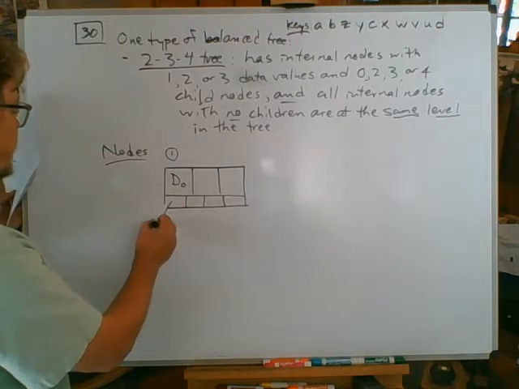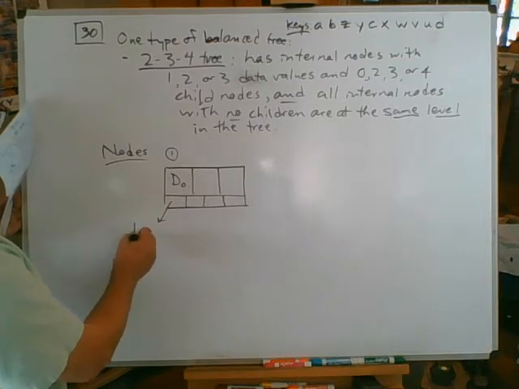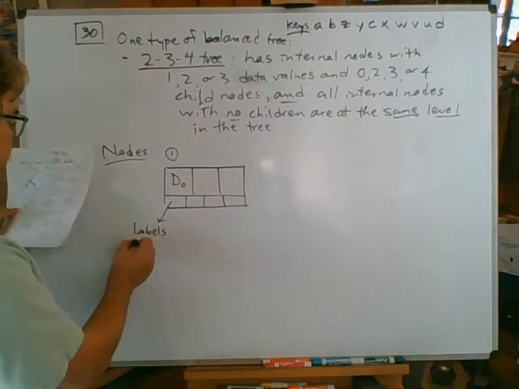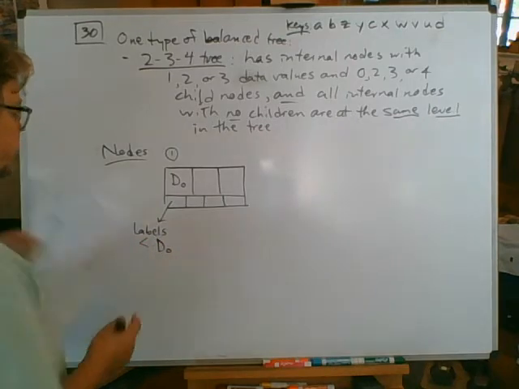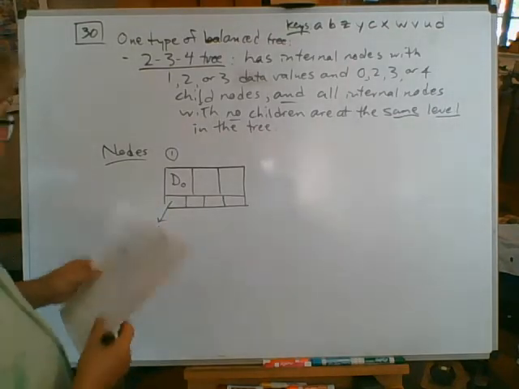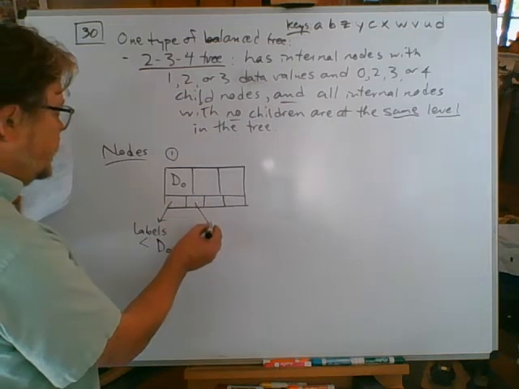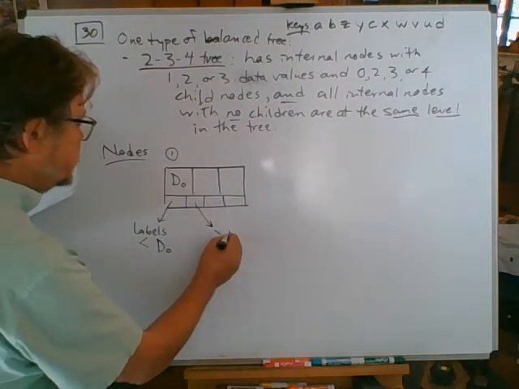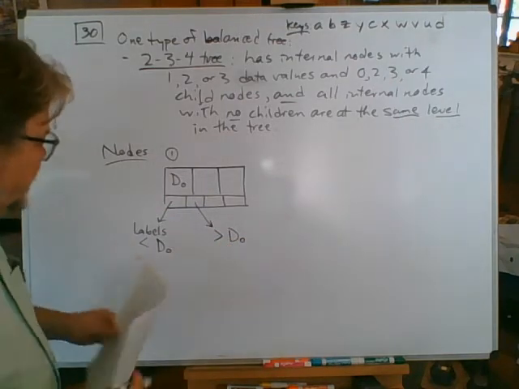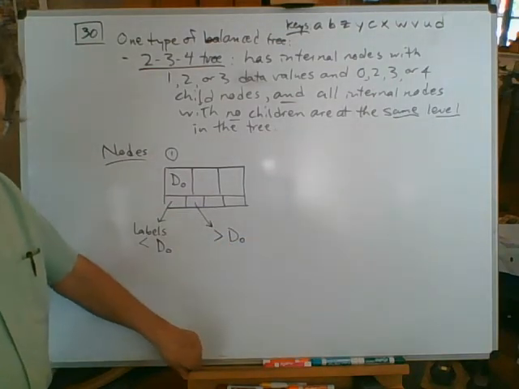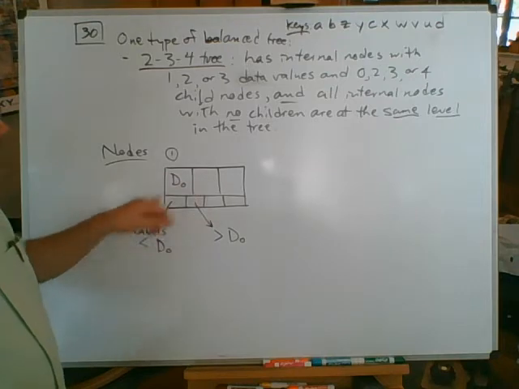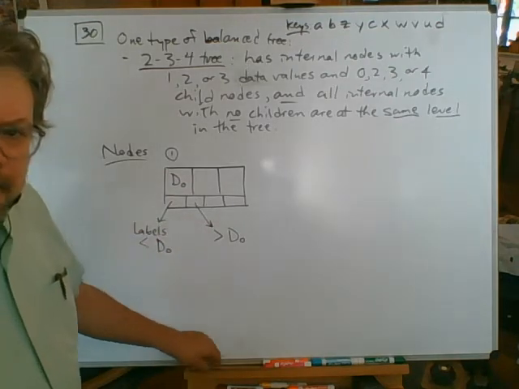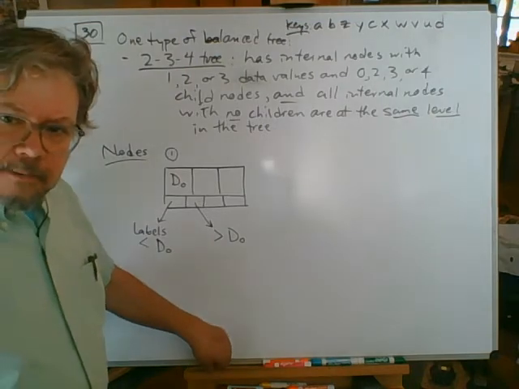And to the left over here, we would have all the nodes with labels, in other words, data values, less than D0. What do we have in the second pointer? Second child pointer will be all the labels that are greater than D0. Now, if you can pierce through the weirdo look of the node and the notation and everything, you'll think, well, you know what? That is a binary search tree node. And you would be exactly right.